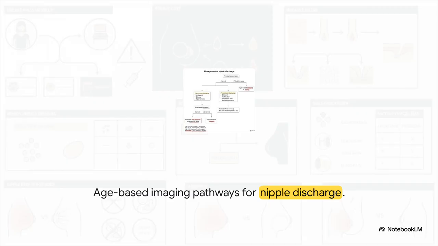Pathologic discharge triggers an immediate age-based imaging pathway. The cutoffs are pretty similar to a palpable mass. Under 30 gets an ultrasound to evaluate the ducts. 30 to 39 gets a mammogram with or without an ultrasound, and 40 and over gets both modalities simultaneously. Now, here's the kicker. If that initial imaging for pathologic discharge comes back completely negative, you are not done. A breast MRI is indicated for further evaluation to go find that occult source of the bleeding.